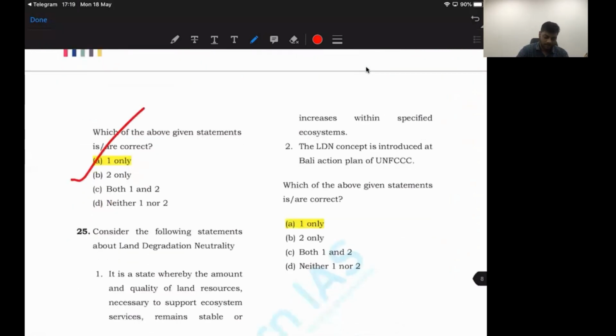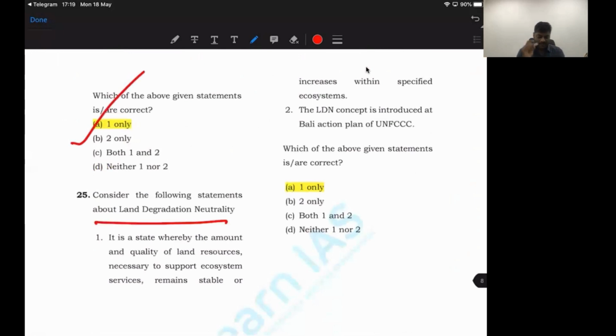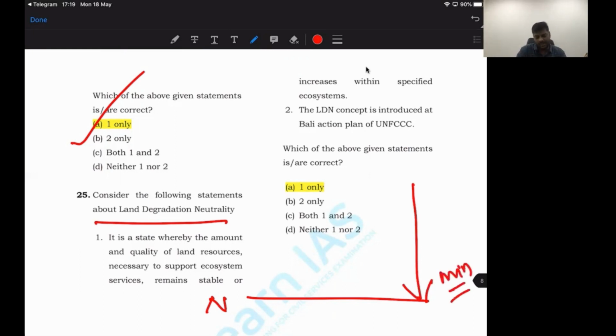Then the very last one. Consider the following statements regarding land degradation neutrality. Let me explain that concept. Here is a neutral level, the base level. This is the minimal level up to which a land can degrade. If the land is degraded beyond this level, we cannot restore it. If the degradation is up to this level, land can again regrow.